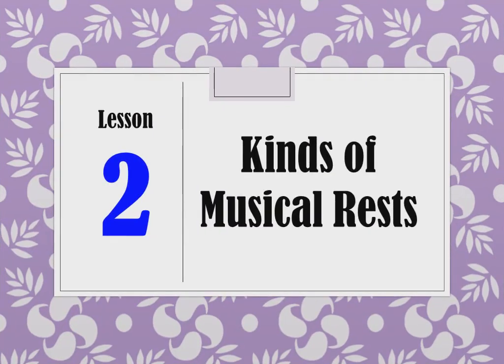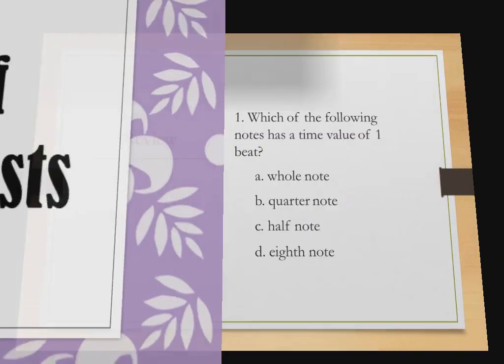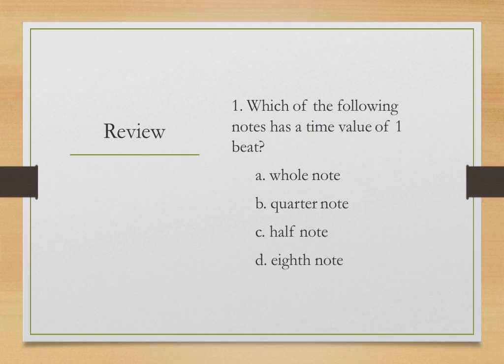Let's move to lesson 2, the kinds of musical rests. Let's have a review first about our previous lesson on the kinds of notes. Question number 1. Which of the following notes has a time value of 1 bit? A, whole note, B, quarter note, C, half note, or D, eighth note? Correct! The answer is letter B, quarter note.